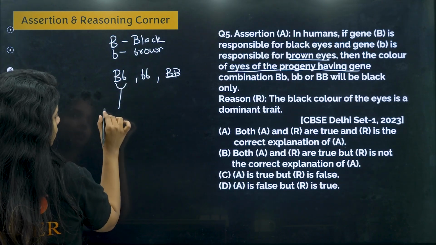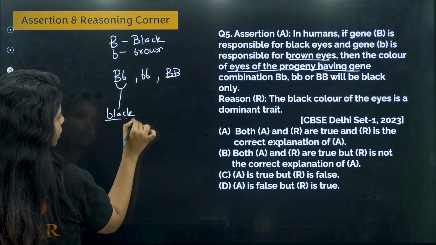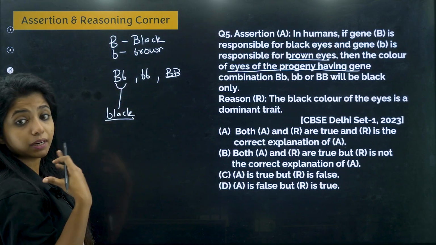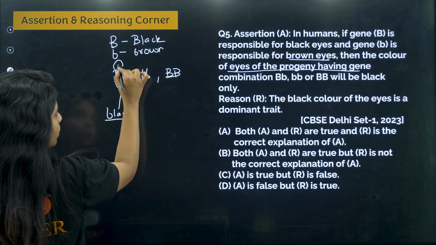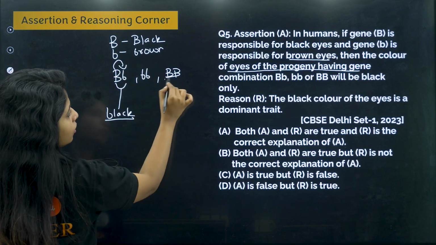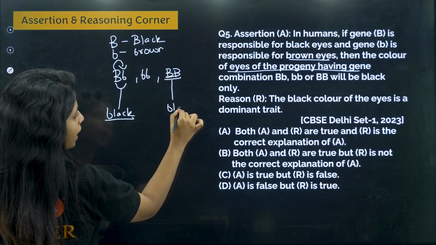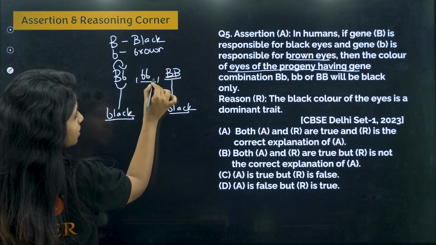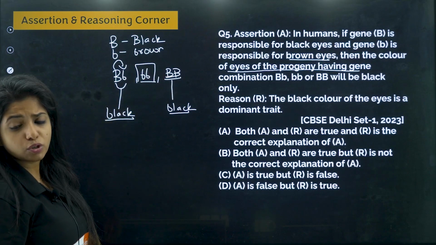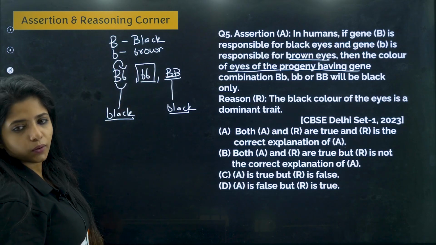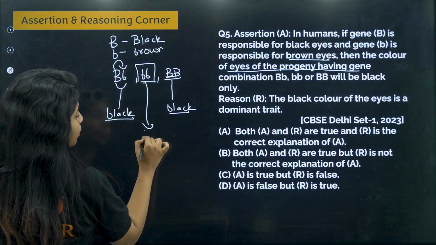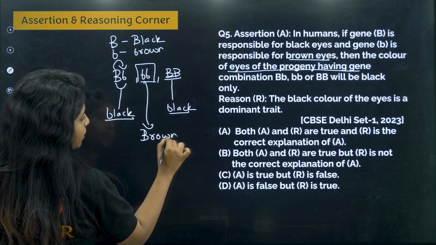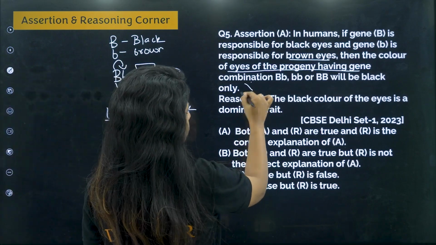Yes, this can be black because there is a dominant allele over here. Capital B is there, that means capital letter means it is dominant. So obviously it will be dominant over this, it will be black. Here also both of them are dominant, so it will also be black. But what about this one? This has both of them as small b's. There is no dominant allele over here. So it will be brown, no? How can it be black? So this statement is wrong.